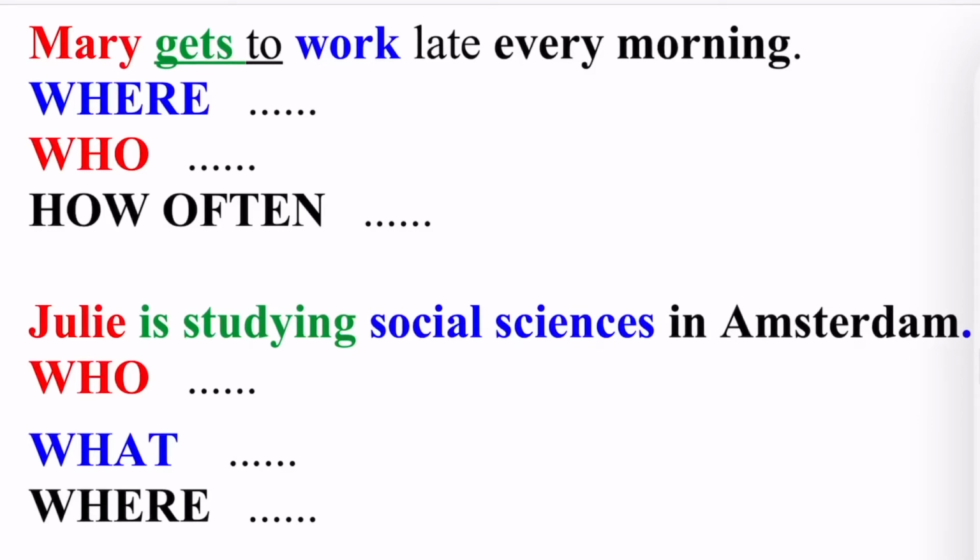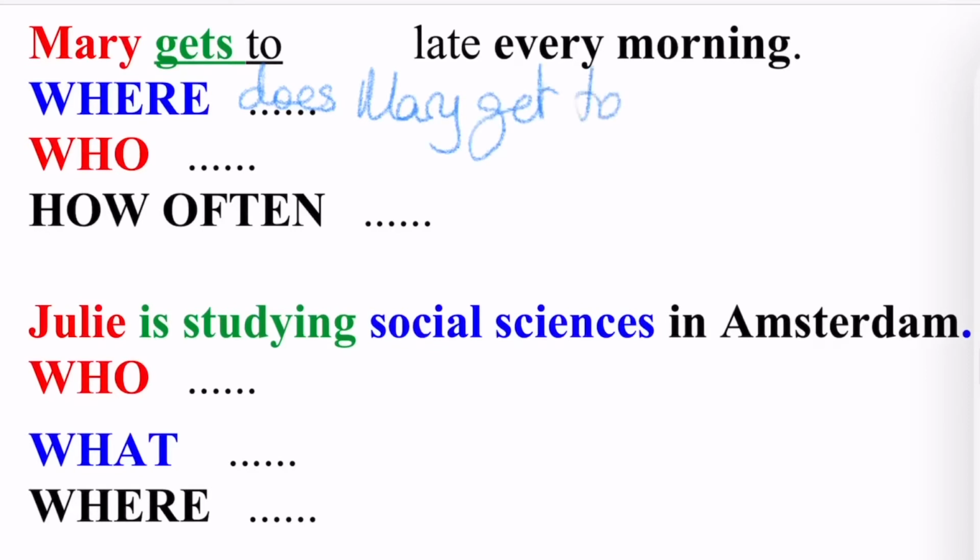The first question is with the prompt where. So we know that Mary gets somewhere late every morning and we ask, where does Mary get to late every morning? The question is with does. Where does Mary get to late every morning?